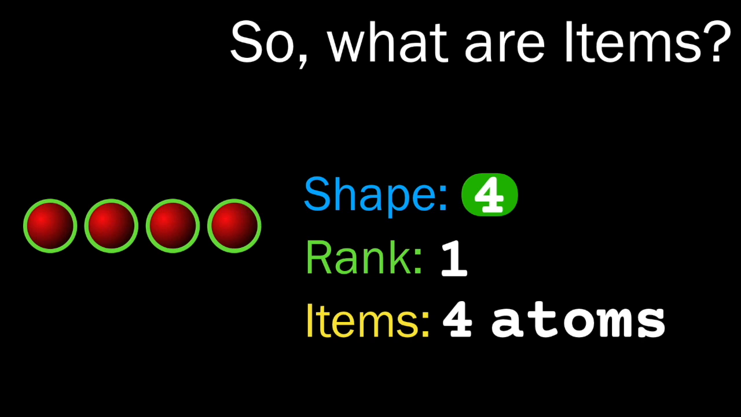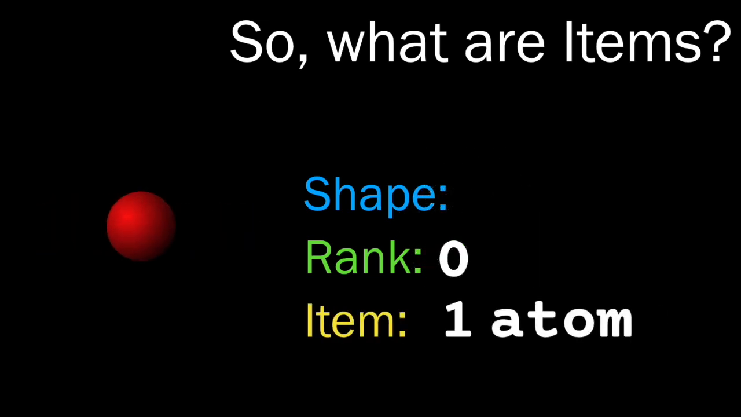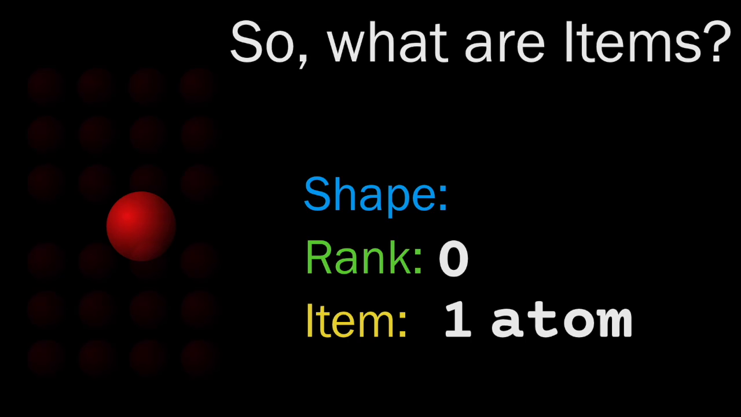Now if we look at one of those atoms, we end up with an empty shape because that's the shape of an atom. That gives it rank 0, and the item is only one atom. So in the case of atoms, they have only one item, and that is themselves. Now if you hear the word items in J, you should have a better idea of what we're talking about.